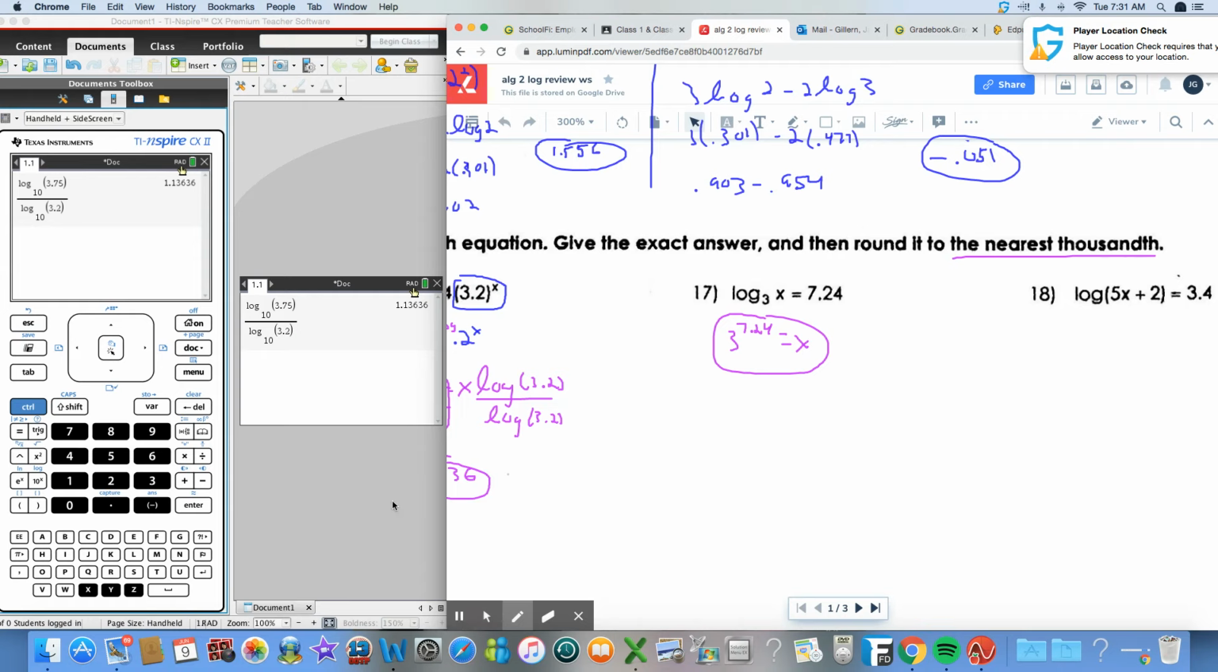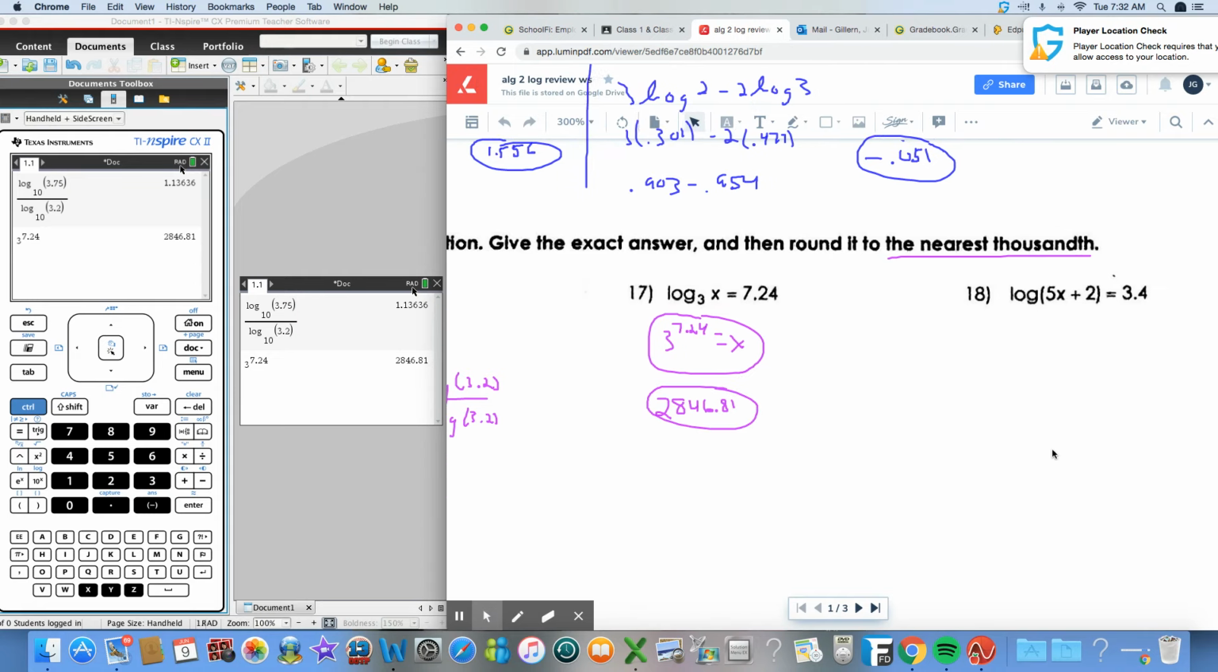To round to the nearest thousandth, we would just come over to our calculator and we hit 3, caret button, 7.24, enter, and that answer is 2,846.81. There's our answer.